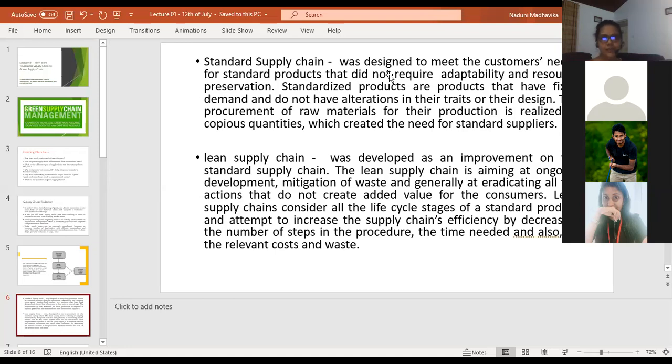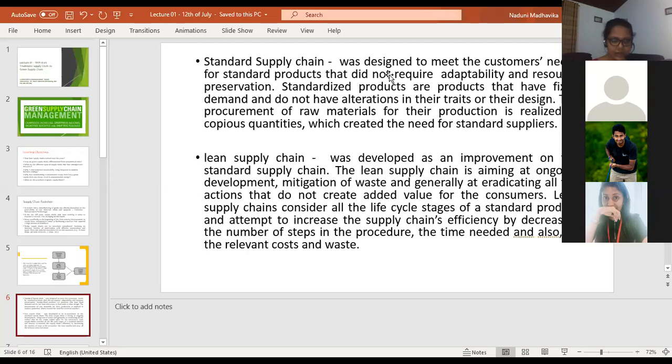So standardized products are products that have fixed demand and do not have alterations in their traits or their design. So they are not being customized. The procurement of raw materials for their production is realized in copious, that means abundant, quantities. That basically means that in order to produce these standardized products, since there is a fixed demand, since it's not going to fluctuate, there had been enough or abundant raw materials in quantities.